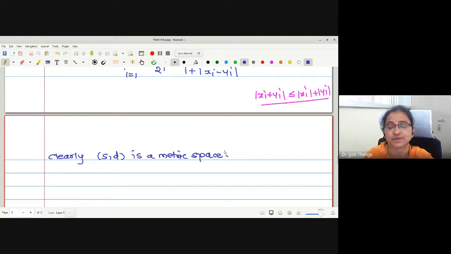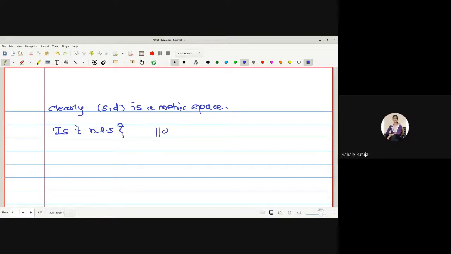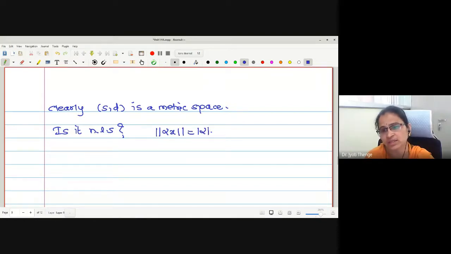S_d is a metric space. Now we have to show whether it is a normed space or not. Is it a normed linear space? Now, first, second, third conditions we will not verify. We will go directly for the fourth condition. What is the fourth condition of norm? Norm of alpha x. Yes, we will try to verify this condition. Before that, as I have to go from metric to norm, first let me verify the distance between x and 0.